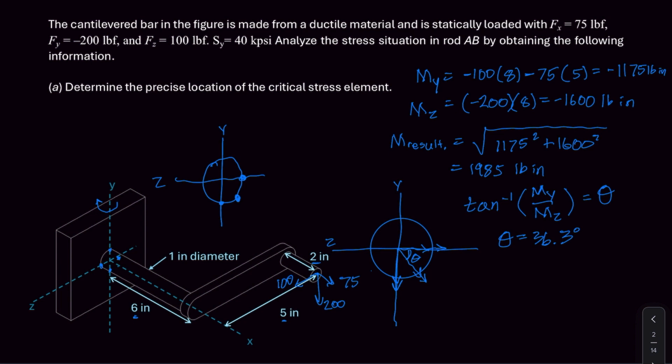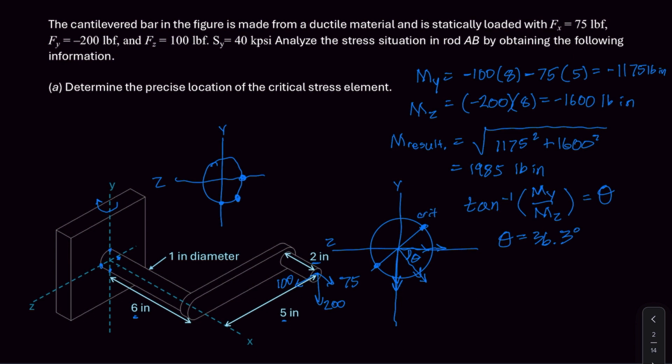Now this is just the angle to where this moment is acting about. That's not the critical location of our stresses. The critical location is going to be 90 degrees from that. So we would have some line here. The critical location could be either here or here, but we know that it's going to be about where the side with the tension is going to occur. So it's going to be up over here. So this is our critical location.